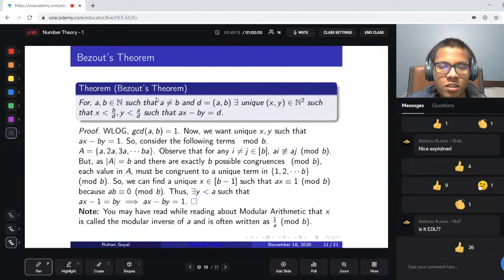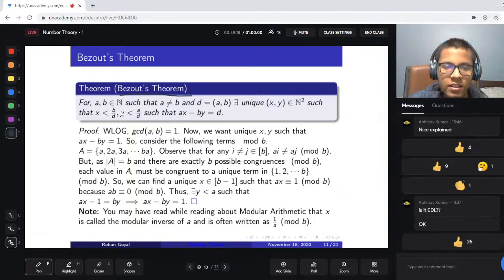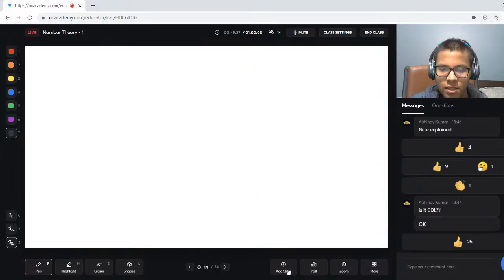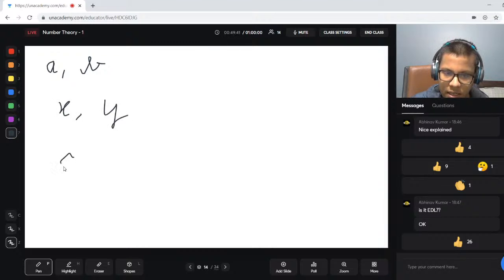Okay, so this is called Bézout's theorem. Bézout's theorem is actually quite interesting and nice, so I'll be spending some time on it, and we'll actually be going over the proof of it. Let me open a slide. So, Bézout's theorem says that if you are given a and b, two numbers, then you can find x and y such that ax minus by is equal to GCD of a comma b.